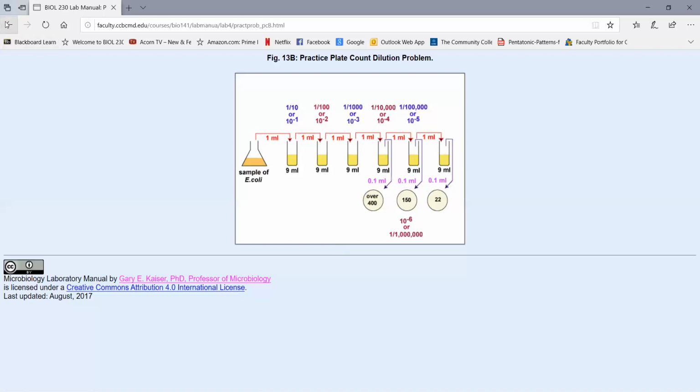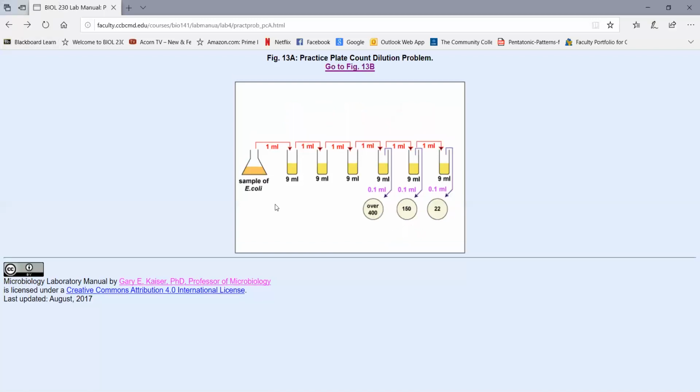If we go back to the previous page, and you saw this problem on a quiz, if you're trying to find out, first thing you'd have to determine is which plate to count. The only one we can count is 150 because that's the only plate that has between 30 and 300 colonies, so we ignore the other two.